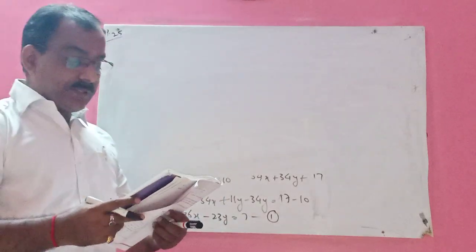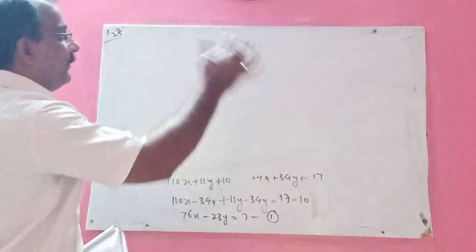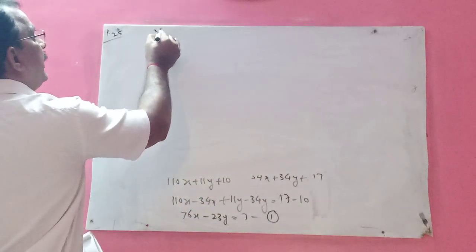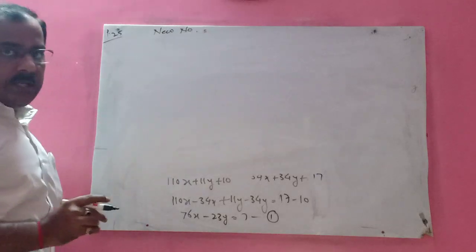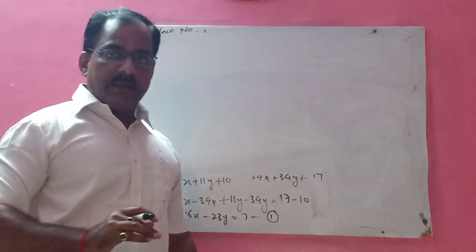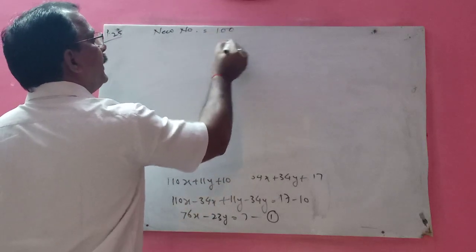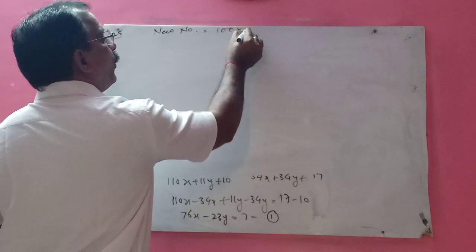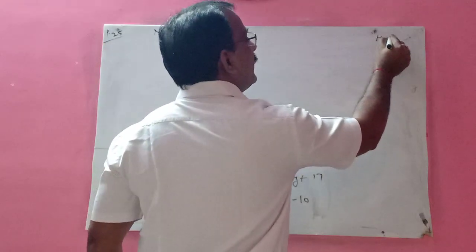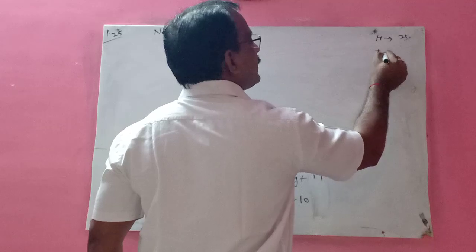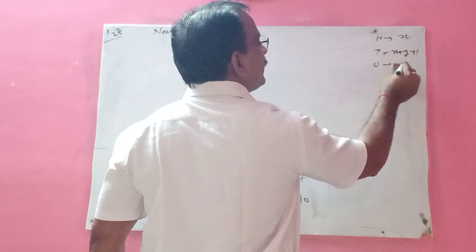Now what is the second condition here, children? If the digits are reversed, then when you reverse the digits, the unit place becomes the 100 place. Got it? So you should multiply 100 into y, because I told you that the 100 place is x, the tens place is x plus y plus 1, and the unit place is y.